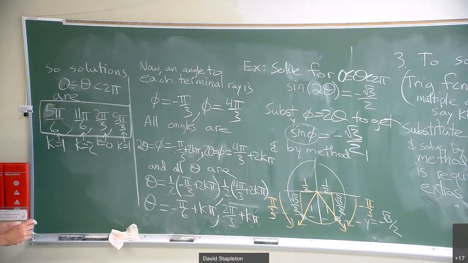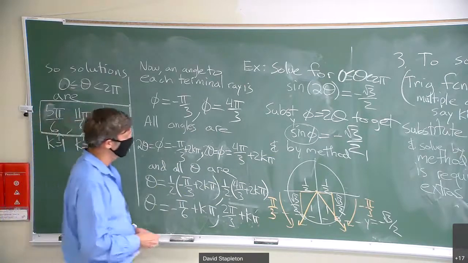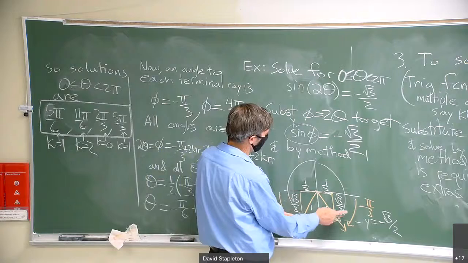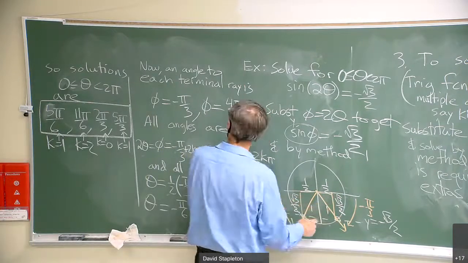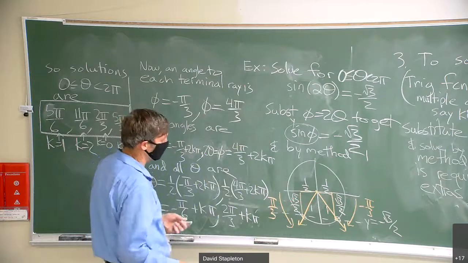You don't have to do it this way, but think about what the alternative is if you want to do it the other way. The alternative, if I would have stopped right here and said phi has to be between 0 and 2 pi, I would have only had 2 angles. And I'd only have 2 angles here. I would have missed 2 of the solutions.